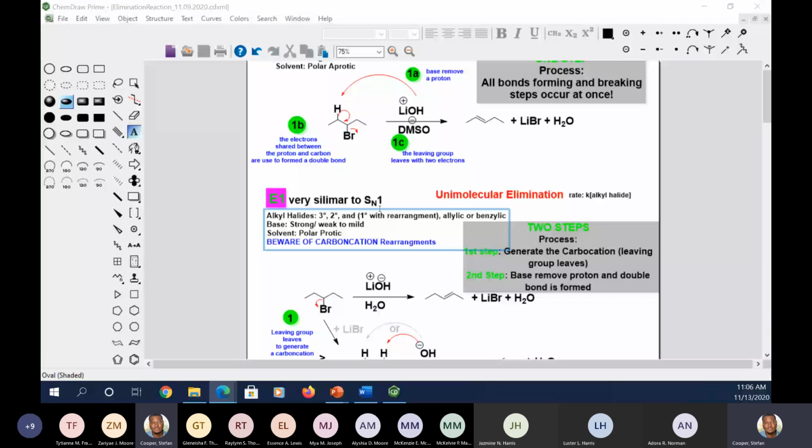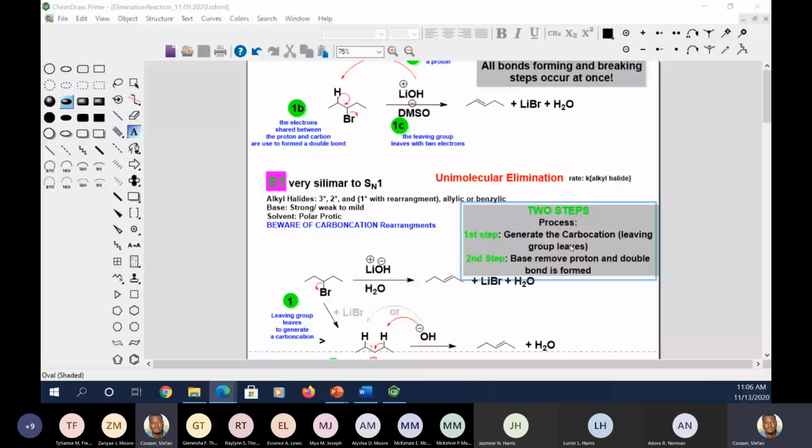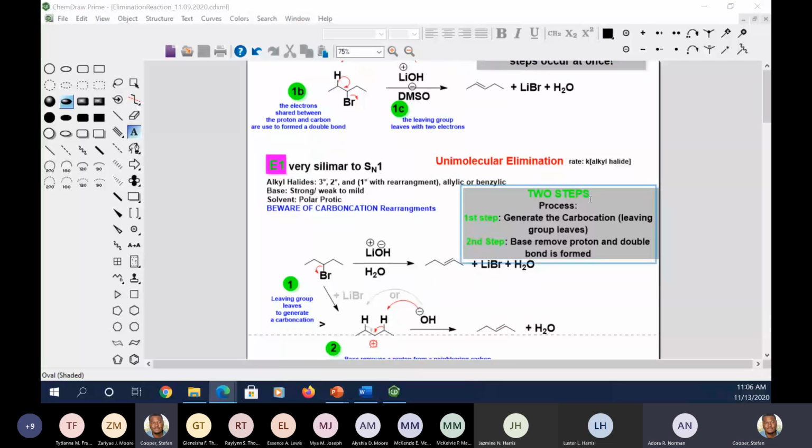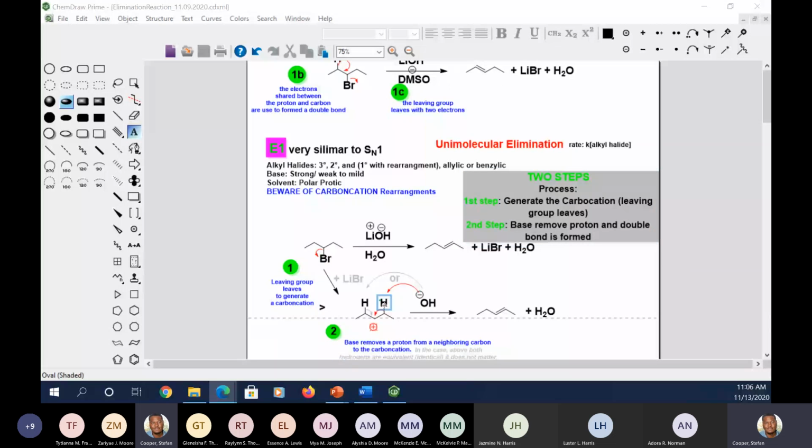We talked about all the different types, all right? What's probably most important is the solvent has to be polar protic, and we need to beware of carbon cation rearrangements. Typically, E1 processes occur in 2 steps. First, I need to generate my carbon cation. So here in step 1, the leaving group leaves. And in step 2, the base comes in and removes a proton, and those corresponding electrons form a double bond, right? So in this case here, we get this.